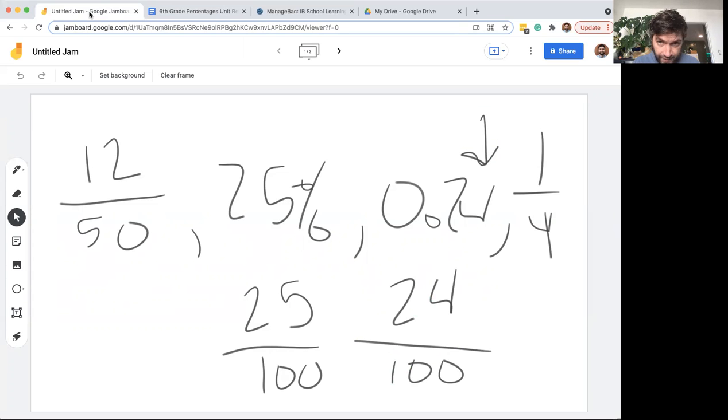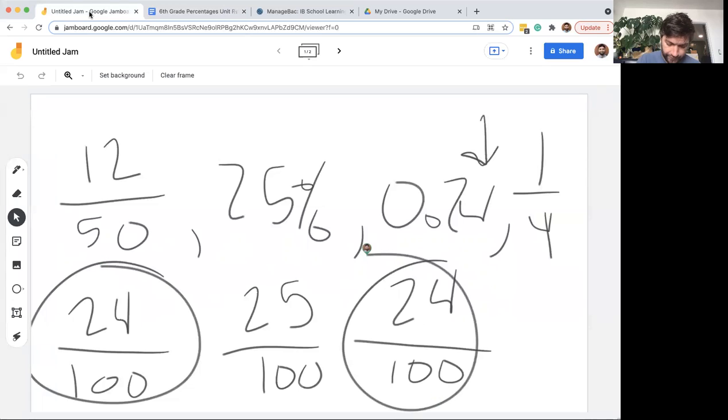Let's do this with 50, 12/50. We need to make our denominator 100, multiplication or division. We all know that 50 times 2 is 100. So we do the same thing to our numerator. 12 times 2 is 24. All right, so now I have 2 equivalent ones.